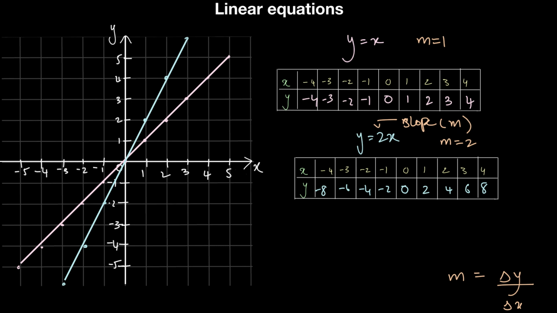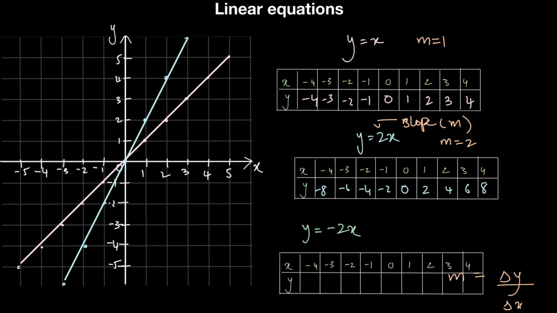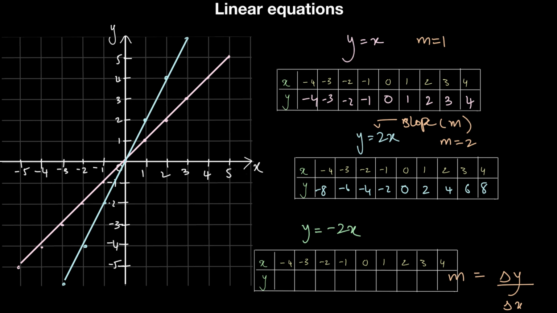Now let's look at a third example, the graph for y equals minus 2x. Over here, when x is 0, again y is 0, so this graph is also passing through the origin. When x increases by 1, y decreases by 2. Increases by another 1, y decreases by a further 2, and so on. Minus 6, minus 8, and then 2, 4, 6, 8.